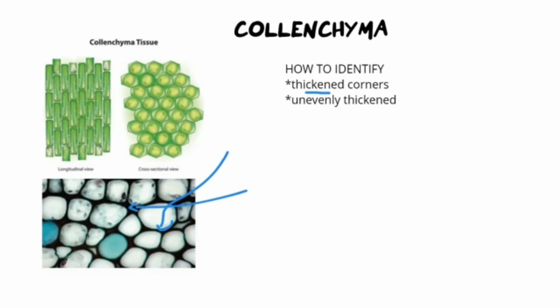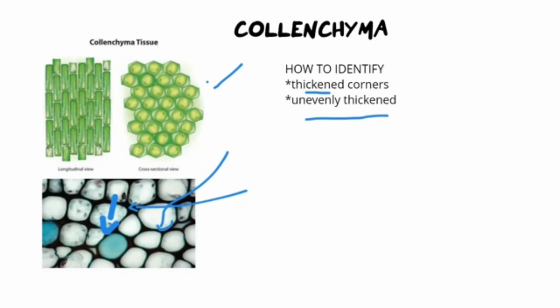Now, other than the thickened corners, you'll also notice that the corners are definitely unevenly thickened. You'll notice that one side of the cell will be really thin, and then maybe another side of the cell will be much, much thicker. So you're looking for that uneven look. And that's pretty much the easiest way to identify them.